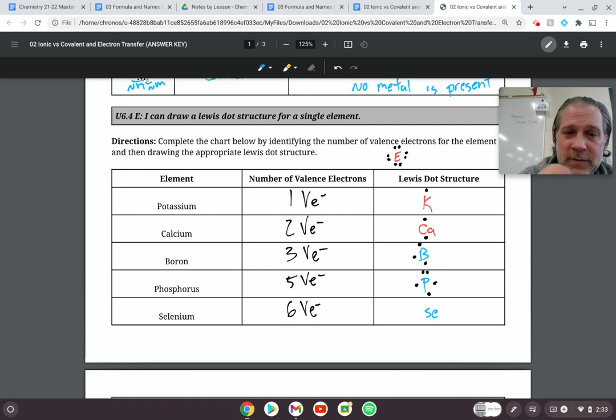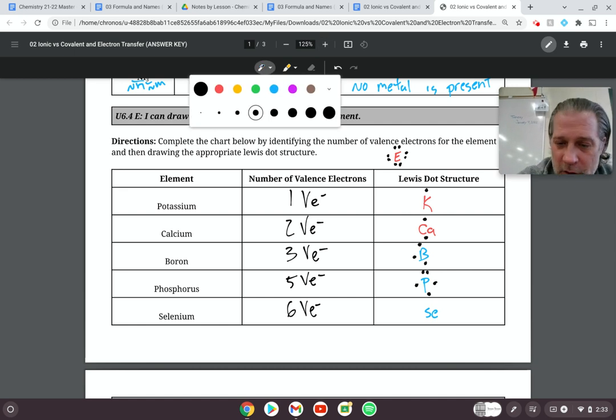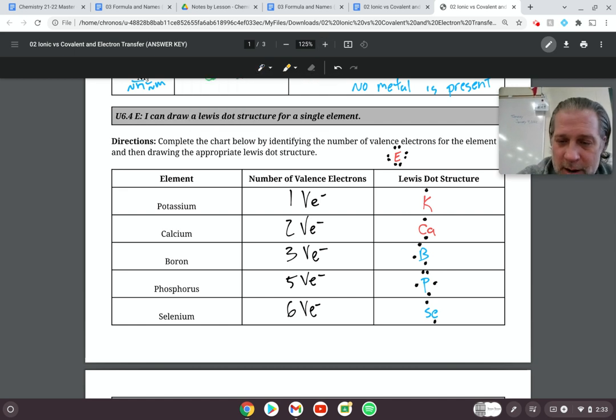Lastly, we have selenium, and selenium has 6 valence electrons, and so if I'm following my pattern, top, bottom, left, right, top, bottom, and so that's how I do it. Like I said, there's more than one way to do these, but that's the procedure and the way that I do it. Again, if you have any questions about this part, consult your teacher or reach out to your teacher and they'll help you out.